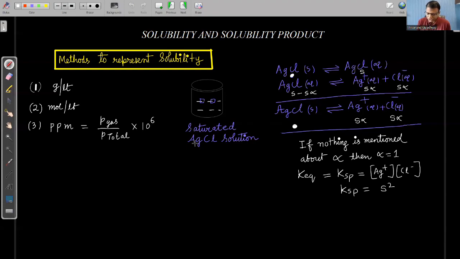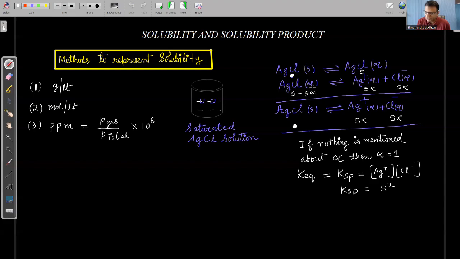So we have a saturated solution of silver chloride, and there is an equilibrium between AgCl in solid state and AgCl in aqueous state. The AgCl which is dissolved can dissociate to form Ag plus ion and Cl minus ion. Using the definition of degree of dissociation, alpha is the concentration of dissociated particles upon initial concentration. So initial concentration is S. From there we can find the concentration of dissociated AgCl particles, that is S into alpha.